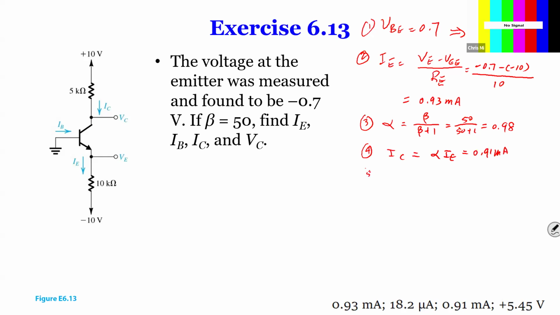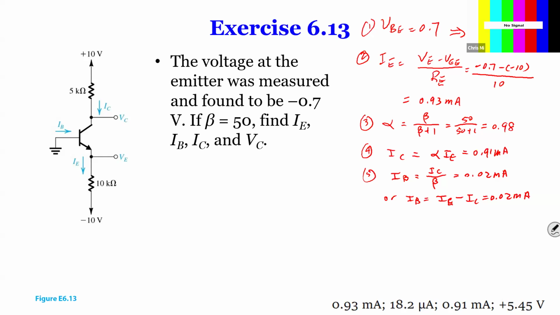Then the next step is to find IB, because IB is equal to IC over beta. IC is beta times IB, so that's a very straightforward expression. We've got that equal to 0.02 milliamps. Alternatively, you can also say IB equals IE minus IC. That's the same thing. So we got all the currents.